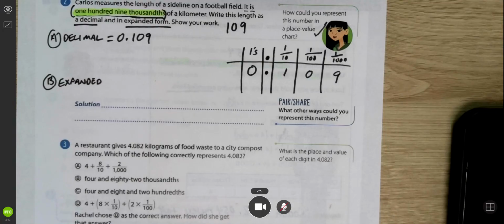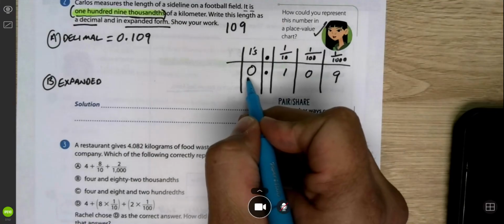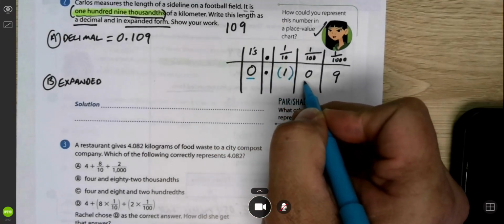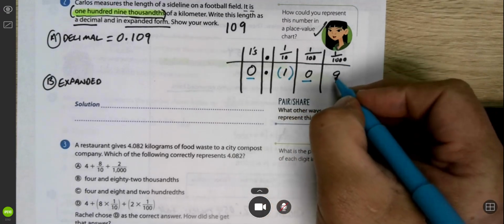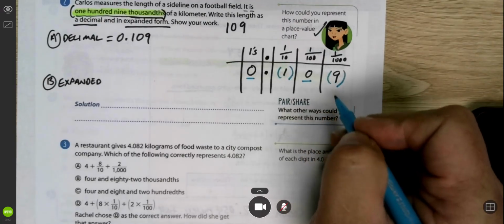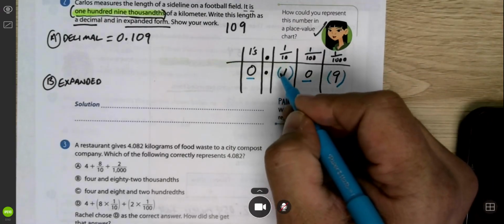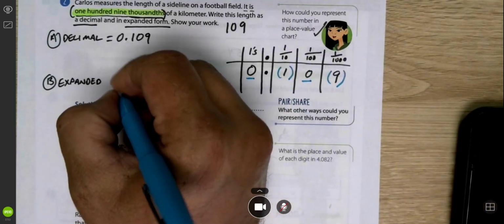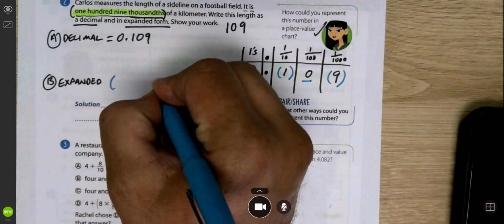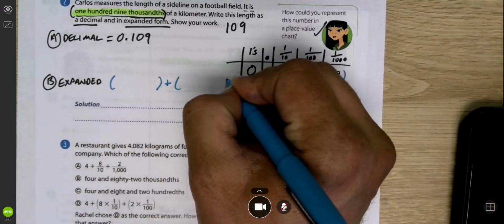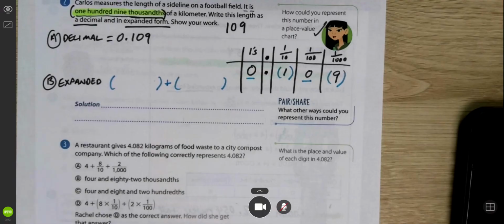So with that said, let's get some expanded form going. This is a 0, so we don't need it. This is a 1, so we need it. This is a 0, so we don't need that. This is a 9, so we need that. How many parentheses do we have? We got 1 here, and we got 1 there. So we got 2 parentheses getting ready to go. Okay?